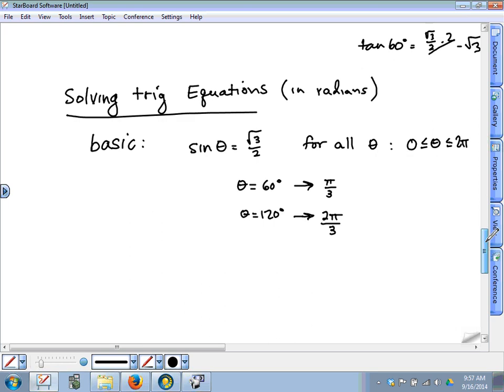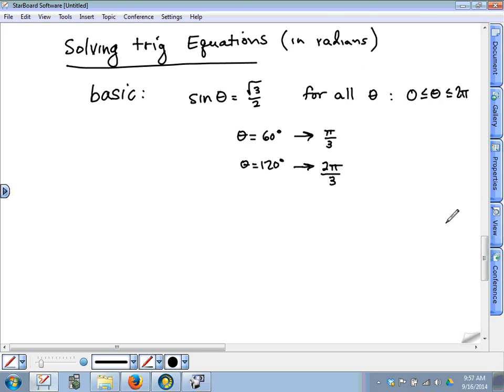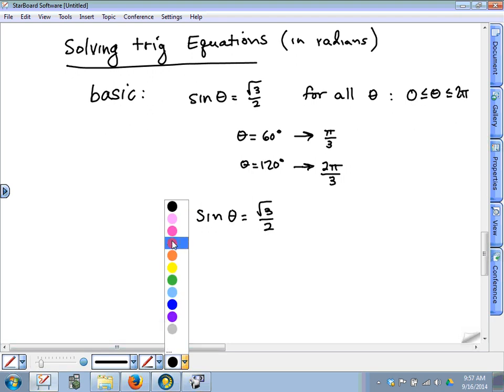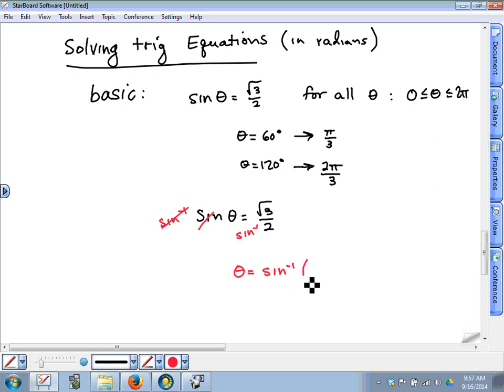How would we have done this using more algebra instead of reasoning skills? Let's do it again. We have the sine of theta is equal to square root of 3 over 2. What would we have done? Inverse trigonometry. The inverse sine on both sides. Inverse sine cancels the sine. Theta is equal to the inverse sine of square root of 3 over 2. Now, what do we do from there?